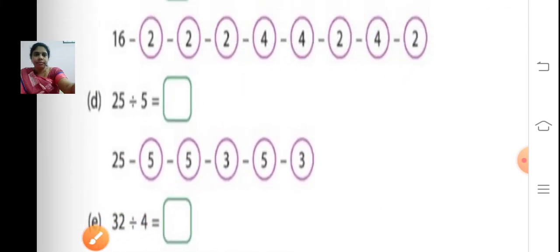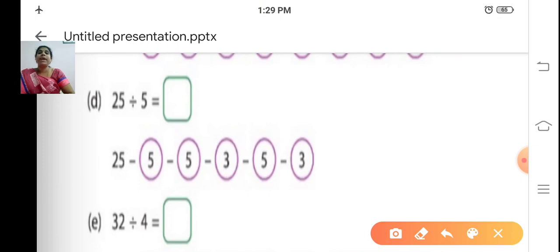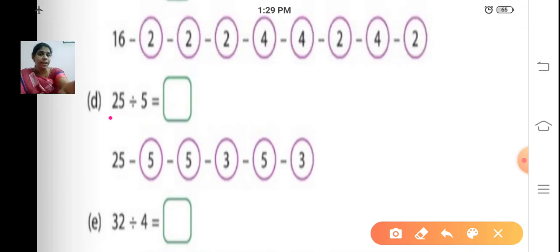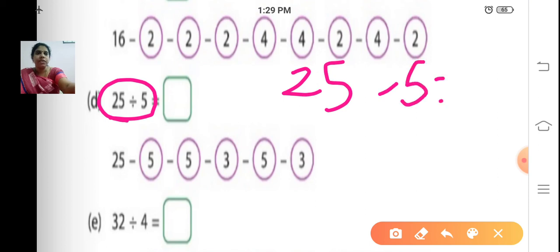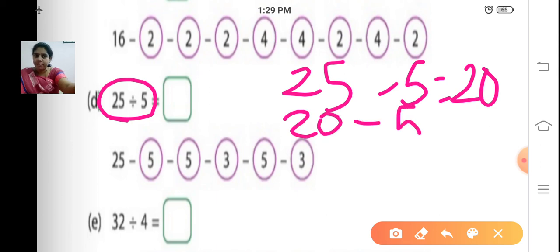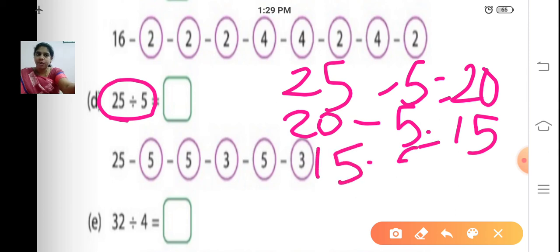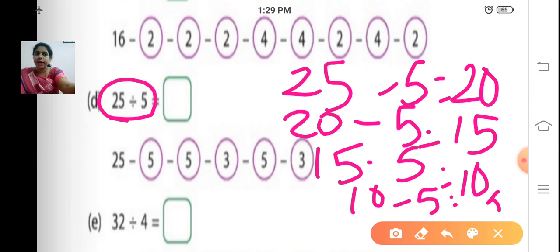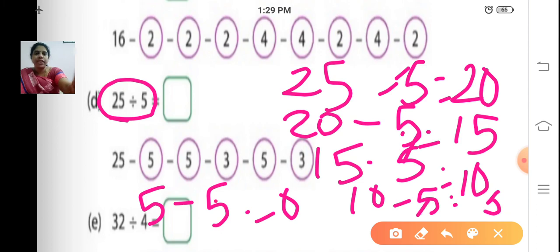D sum. So 25 divided by 5. How will you do this in repeated subtraction? Subtract these two till you reach the number 0. So first 25 minus 5. When you subtract 25 minus 5, the answer is 20. From this you subtract 5 more, so you will get 15. Again from this 15 subtract 5 more. You will get 10. Again 10 minus 5, 5. 5 minus 5, 0. Now count how many times you have subtracted. 1, 2, 3, 4, 5 times.